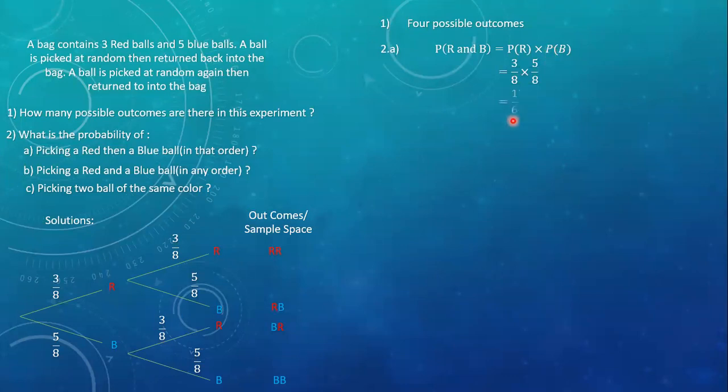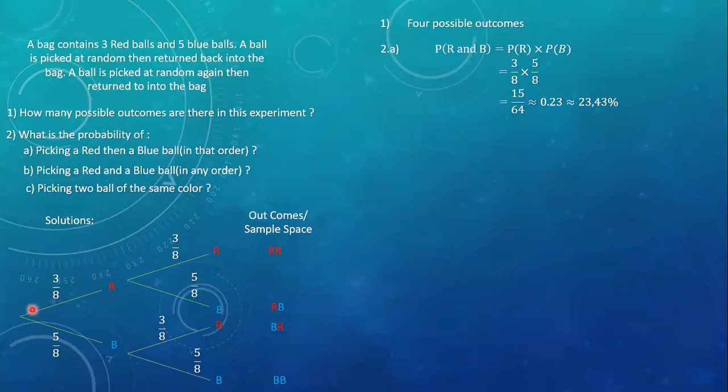Plug that into the calculator, it gives us that the probability of getting red then blue is 15/64, which is approximately 0.23 as a decimal, and 23.43% as a percentage, right? The second question says, picking red and blue in any order. So we are still picking red and blue, but the order doesn't matter. We can have red, blue, or blue, red.